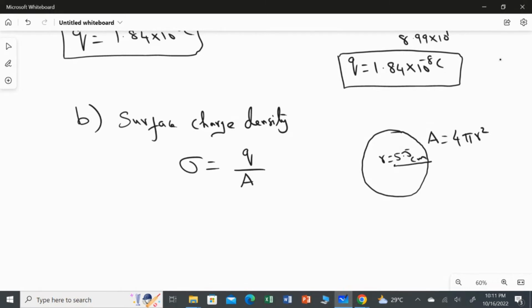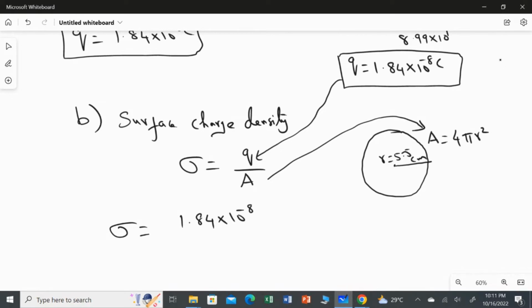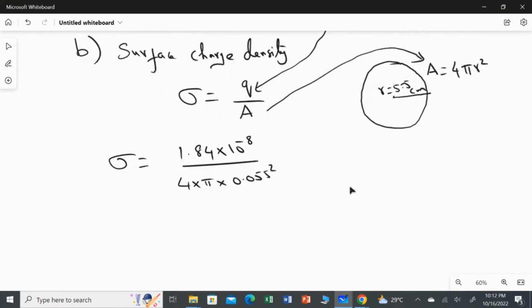So here in place of A, I'm going to use this formula, and in place of Q, I'm going to use this value. Clear? So sigma is equal to 1.84 multiplied by 10 to the power of minus 8 divided by 4 multiplied by pi multiplied by 0.055 square. So if you substitute the value in this formula, you will get the answer of surface charge density sigma. So let's see what's the answer.